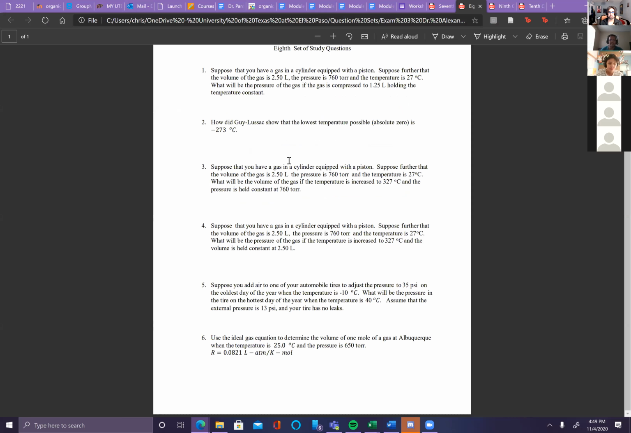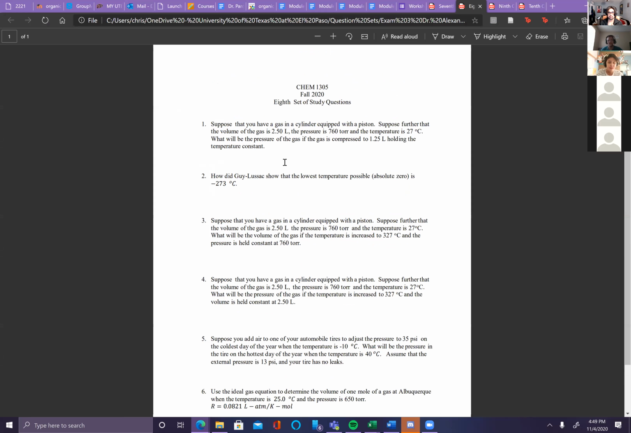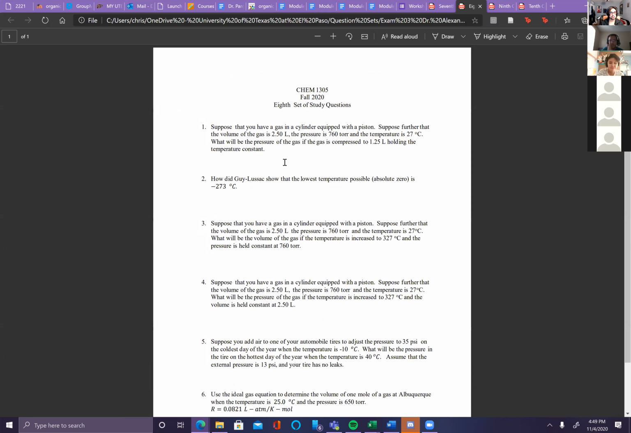So we basically, sorry, we add the 13 to the initial pressure and to the final pressure? Yes, because that external pressure is still acting on the tire. Okay. But make sure that you subtract the 13 after you do the whole multiplication, division, all that stuff.